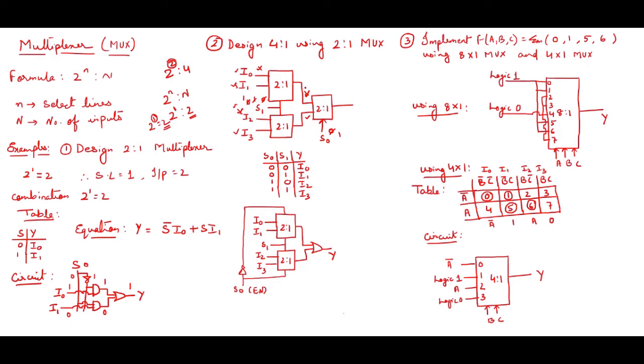No doubt both are available over here, but this mux is selecting the lower line this time. So I am designing 4 is to 1 using 2 is to 1, but the functionality will prove that this is a 4 is to 1 mux. Okay, I hope I am clear to everybody on this.